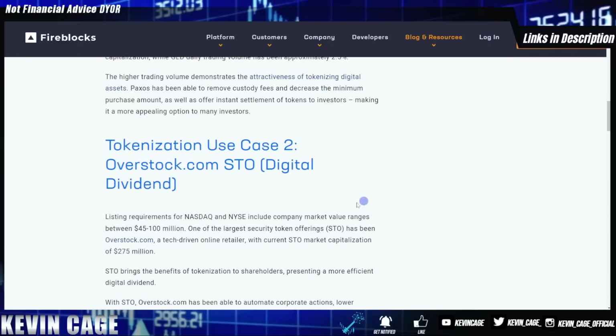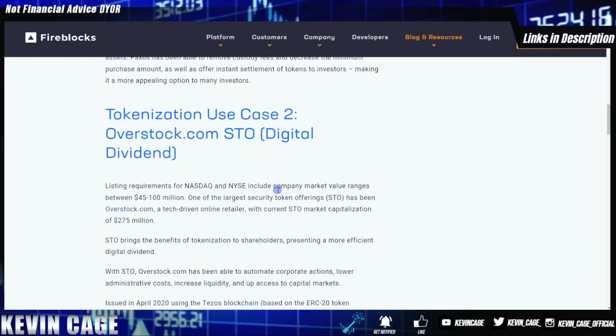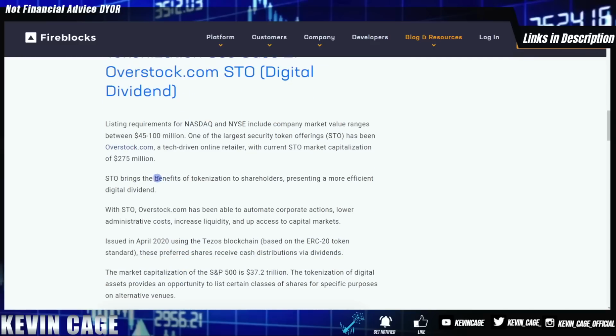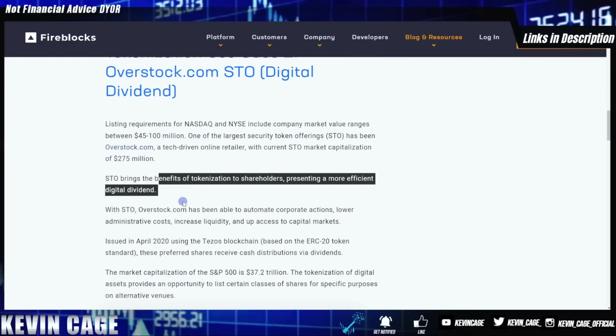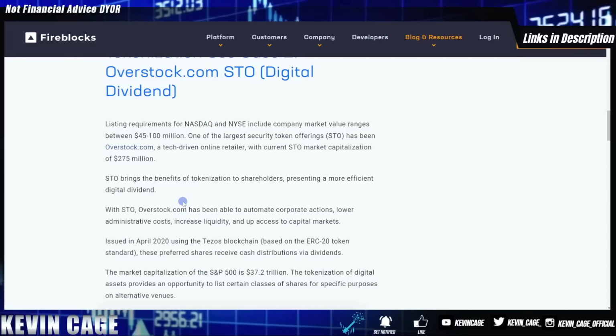Tokenization use case number 2, we have right here STOs or security token offerings. The example is Overstock.com. Bringing the benefits of tokenization to their shareholders, presenting a more efficient digital dividend. So they're actually paying their shareholders a dividend leveraging crypto.